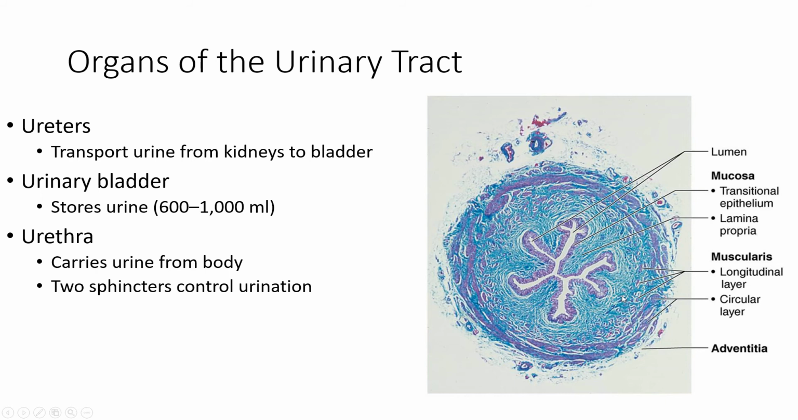Gravity alone is not enough to move urine towards the bladder. So you have peristaltic waves that propel the urine towards the bladder, and the rate of peristalsis will adjust to the rate of urine formation. Of course, you have sympathetic and parasympathetic innervation of these muscles. The outer portion is the adventitia, which is a fibrous connective tissue.